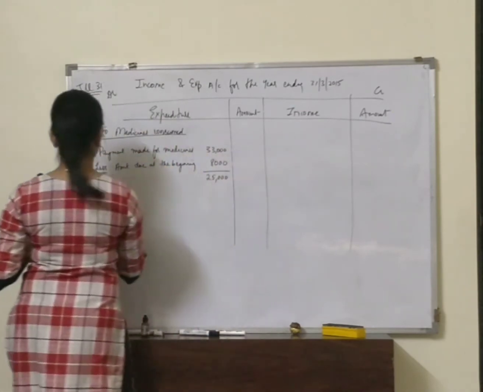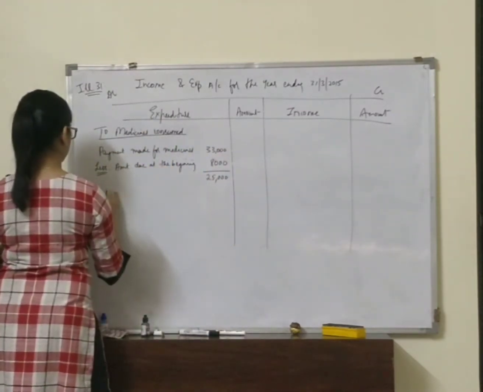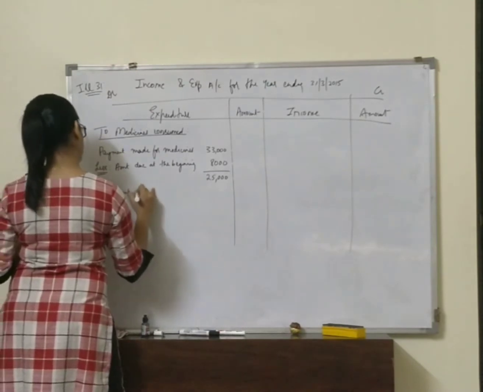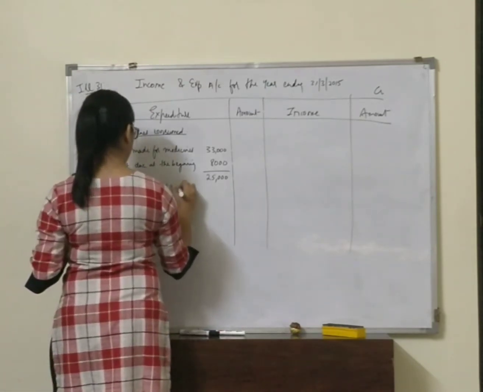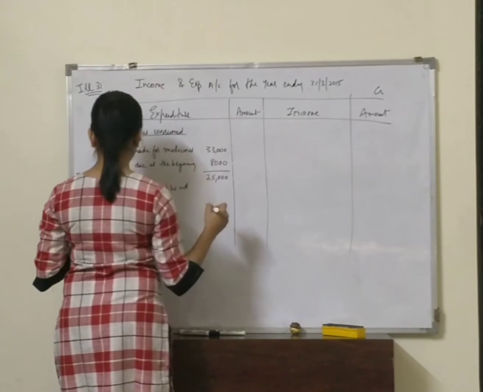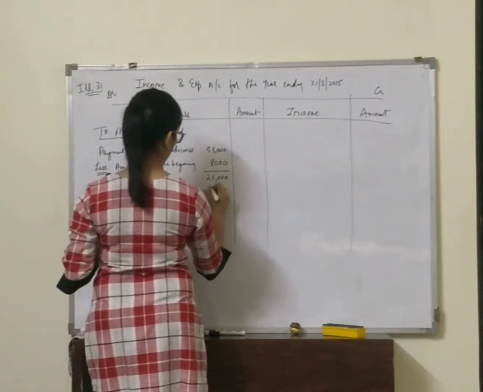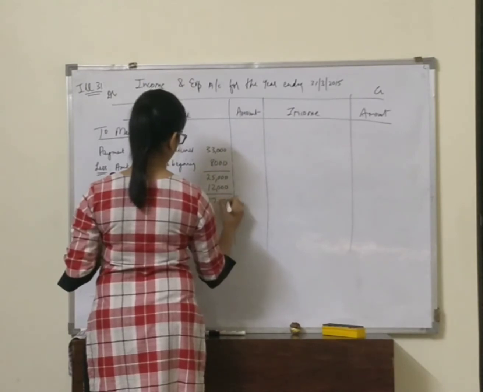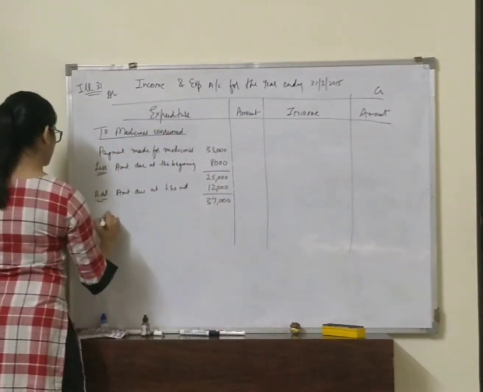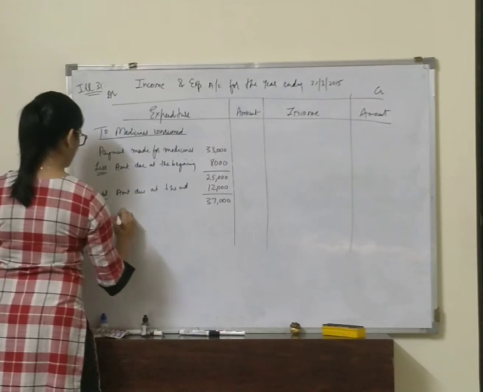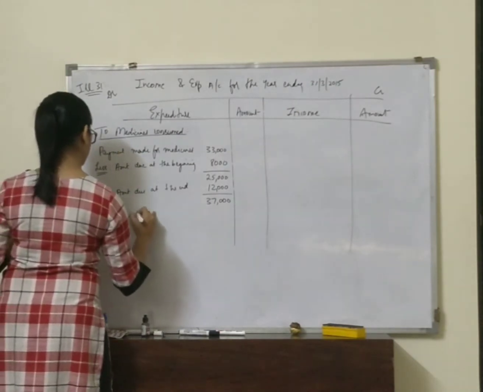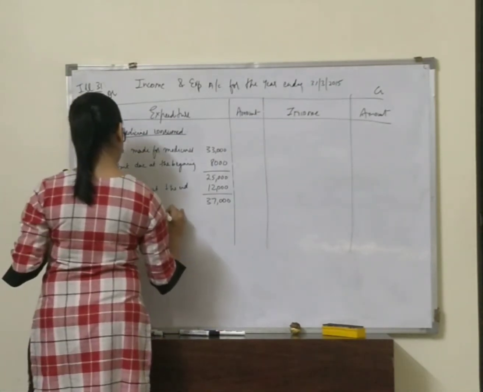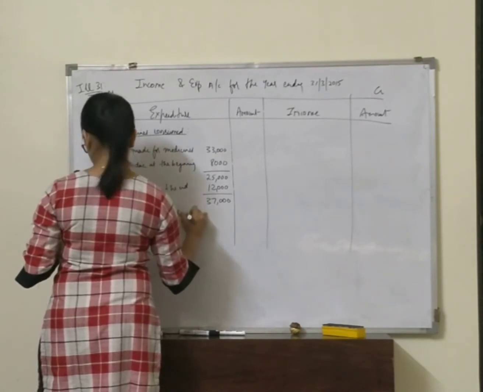How much do we get? 25,000. Then we will add amount due at the end. How much is due? 31/3/2015, 12,000. So we get 37,000. Then we need to add opening stock of medicines. How much is it?